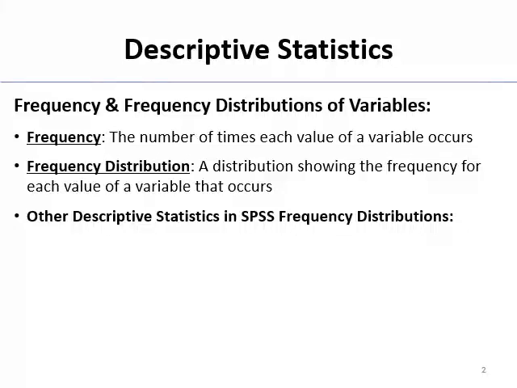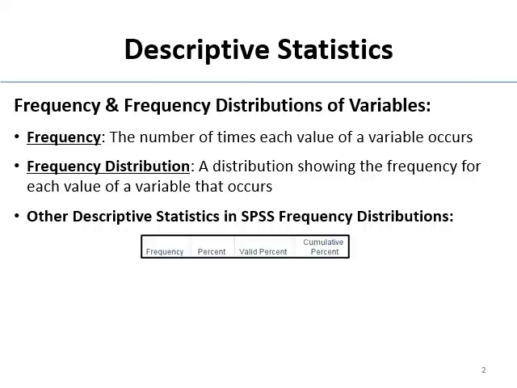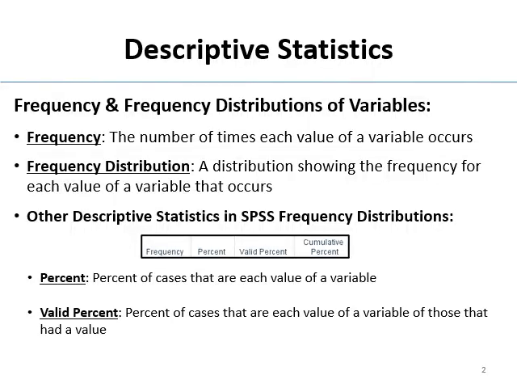So when you do frequency distributions in SPSS, you get some other goodies. So you can see here's the header. So we get percent, and percent is just the percent of cases that have each value of the variable. So if there's 100 folks in the class, 24 have red hair, that would be 24%. The valid percent usually is the same as percent. It is the percent of cases that have each value of the variable of those who actually had a value.